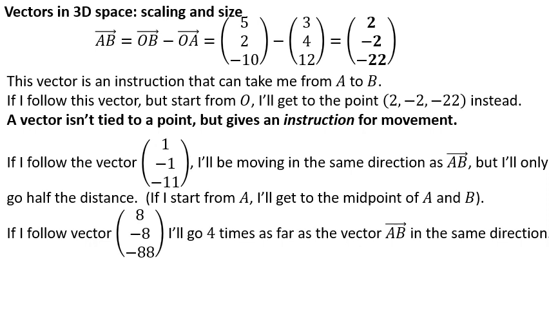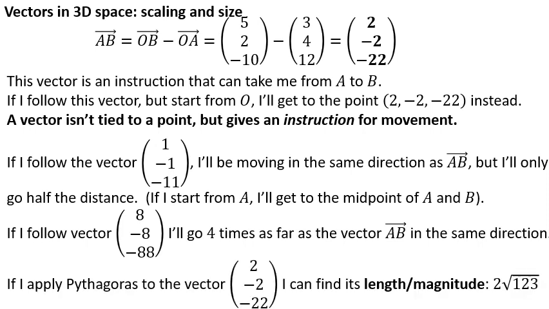If instead you take your original vector and you multiply it by 4, it'll get you 4 times as far as it would have done previously, but in the same direction.